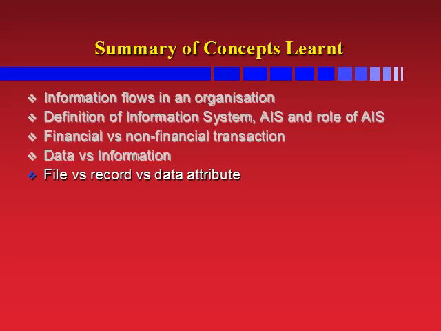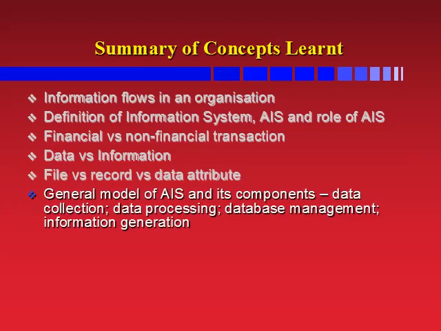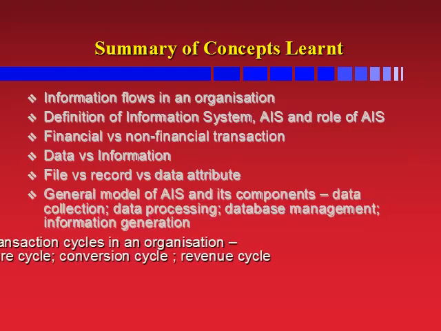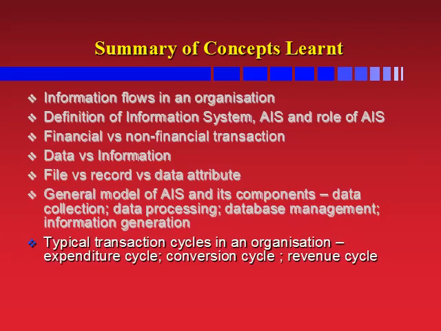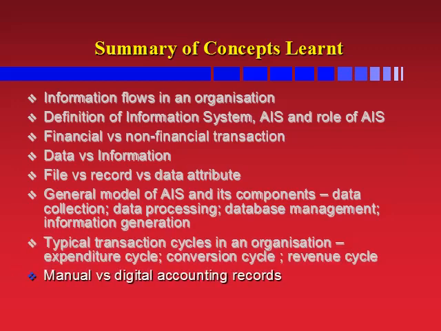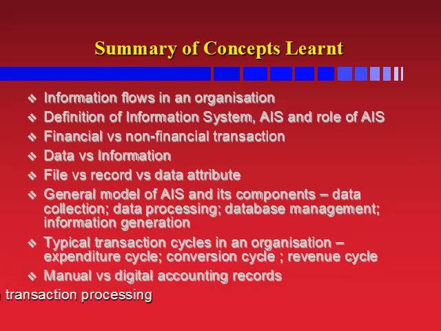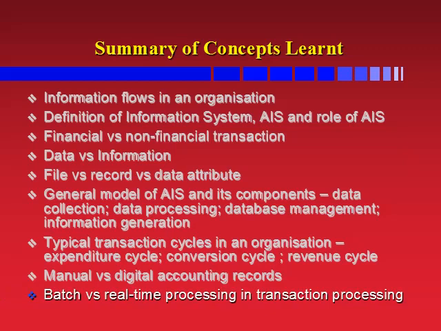In the general model of AIS and its components, we've identified that its components include data collection, data processing, database management, and information generation. Typical transaction cycles include the expenditure cycle, the conversion cycle, and the revenue cycle. We've also touched on manual versus digital accounting records, and we've found that they're not that different after all. And we've also identified batch versus real-time processing in transaction processing.